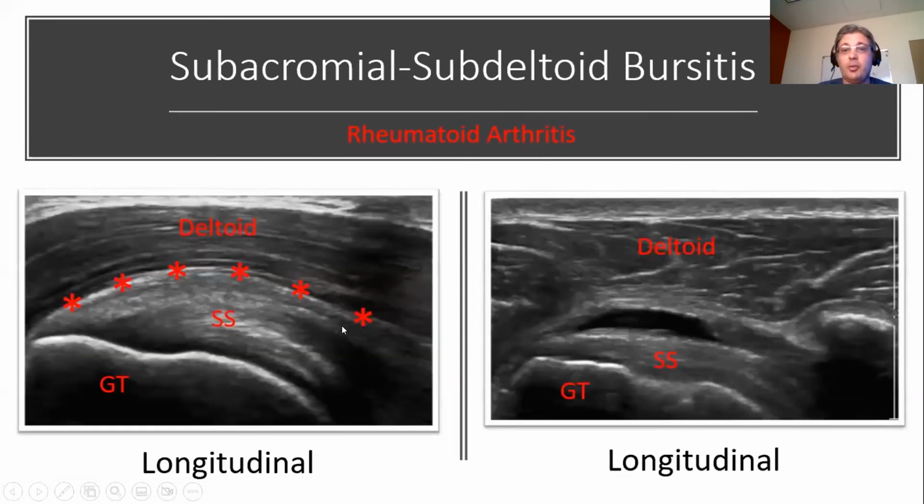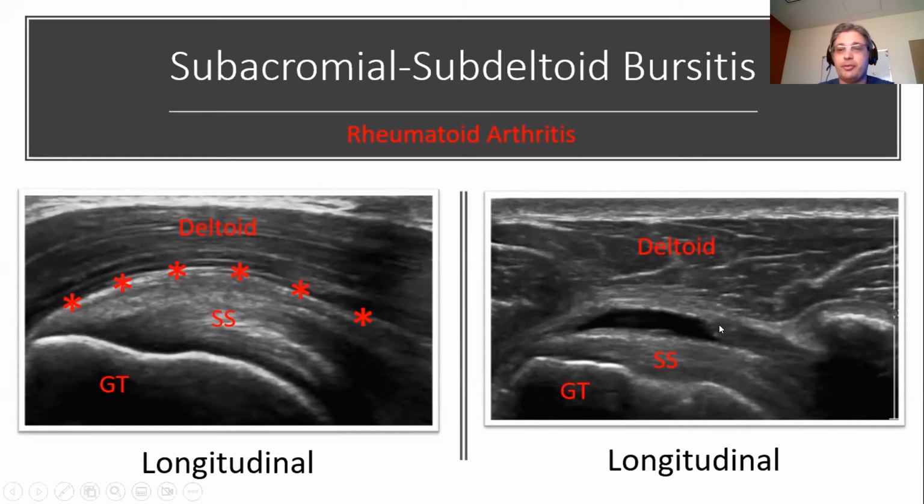Another patient with rheumatoid arthritis, where is the subacromial bursa? Deep to the deltoid, superficial to the cuff. In this patient, exactly where we expect to see the subacromial bursa, we see bursal distension. Deep to the deltoid, superficial to the rotator cuff.